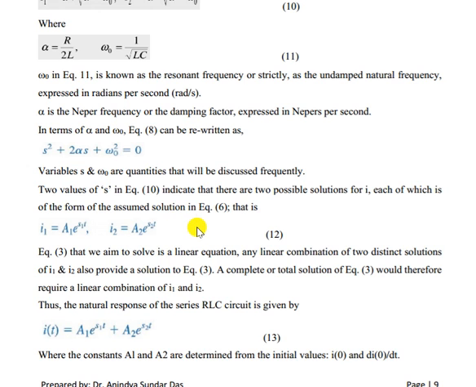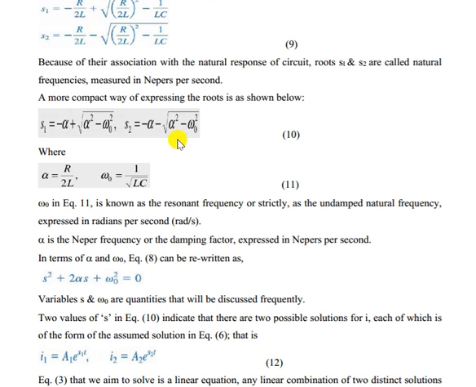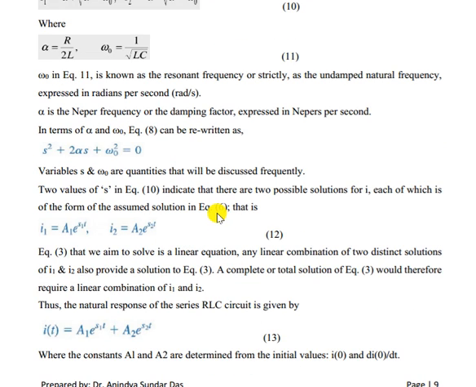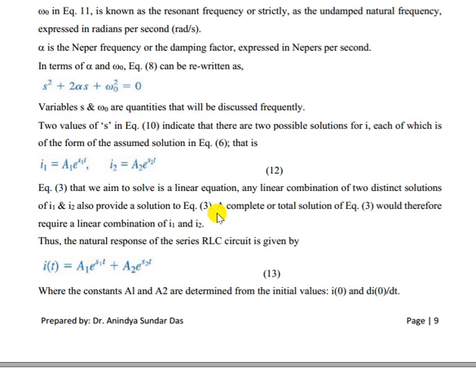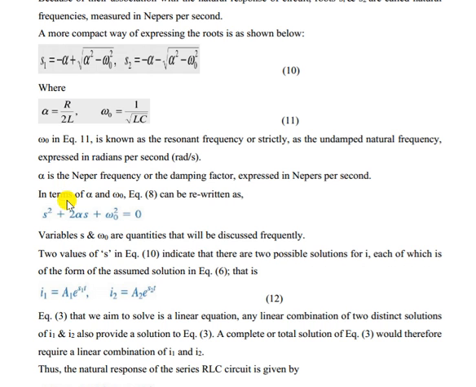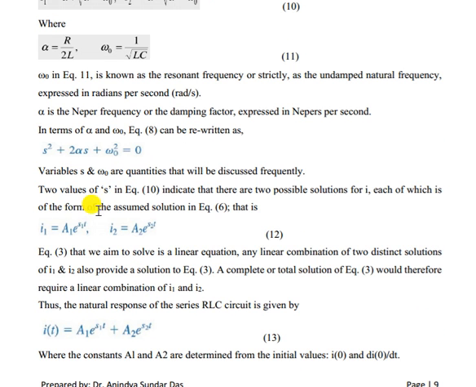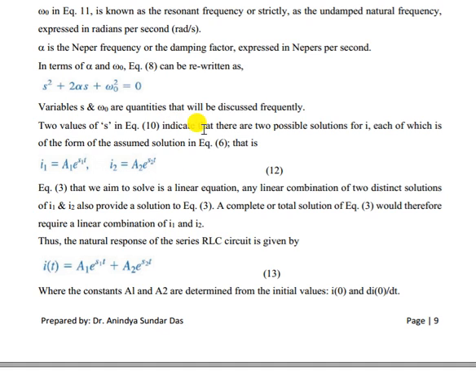Now two values of s, s1 and s2, indicate that there are two possible solutions for i, each of which is of the form of the assumed solution. That is, we assumed i equal to A e to the power st. So it has two roots, s1 and s2, so it must have two solutions: i1 equal to A1 e to the power s1t, and i2 equal to A2 e to the power s2t.